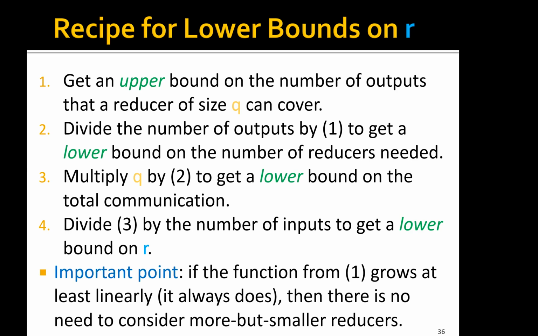Now, there's a tricky point, which I don't want to go into, but it turns out if that upper bound that you get in step 1 is at least linear, and it kind of always is, then you can assume that an optimal algorithm will use as few reducers as possible, each of which gets as many inputs as possible, that is Q inputs.